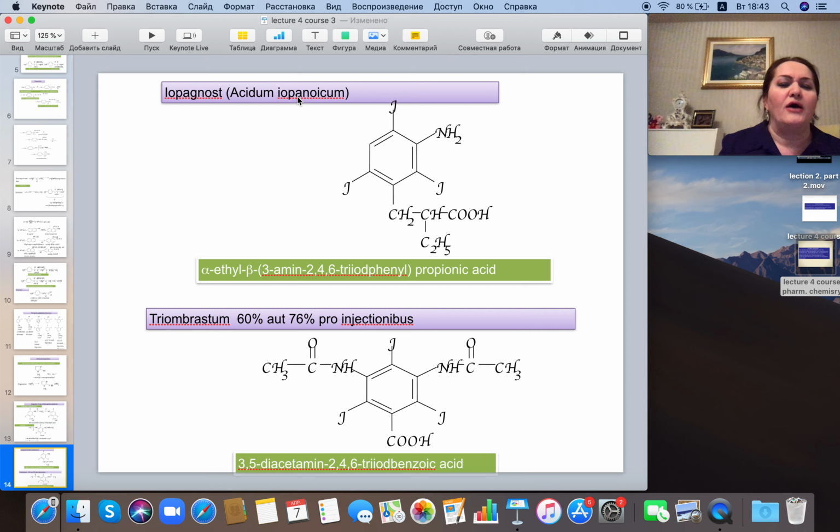The third preparation, iopagnost or acidum iopanoicum, has free iodine in the structure. This preparation is also used for analysis of the gallbladder and biliary tract in the body. And trombrast is used in medicine, 60% and 76% solutions for injection of this preparation. Trombrast is used as an X-ray agent for analysis of the gastrointestinal tract.